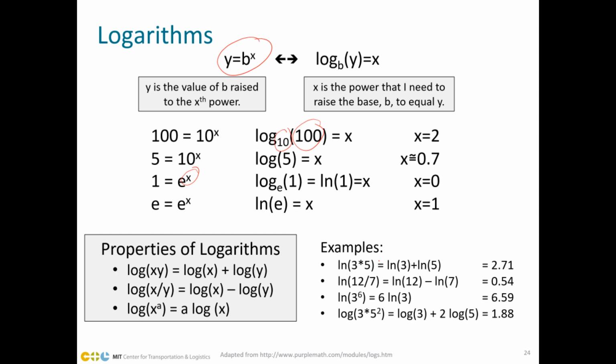So you can see that the natural log of 3 times 5 is equal to the natural log of 3 plus the natural log of 5. You can try these on your calculator. Natural log of 12 divided by 7 is the same thing as saying natural log of 12 minus the natural log of 7. And the natural log of 3 raised to the 6th power is the same thing as 6 times the natural log of 3.